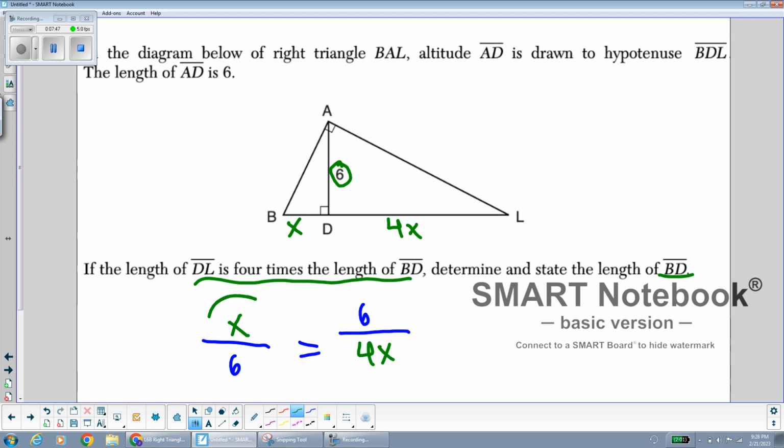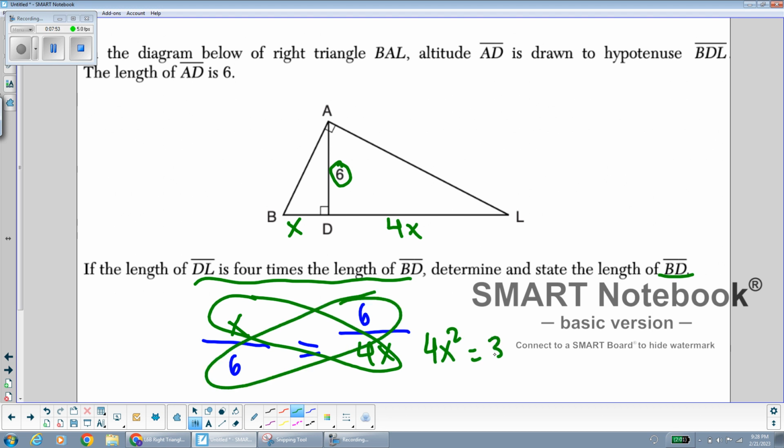From here, all we need to do is cross multiply, and then we can solve for x. So when we divide by 4, I have x squared is equal to 9, square root both sides, x is equal to 3. And BD was represented as x, so the length of BD here is 3.